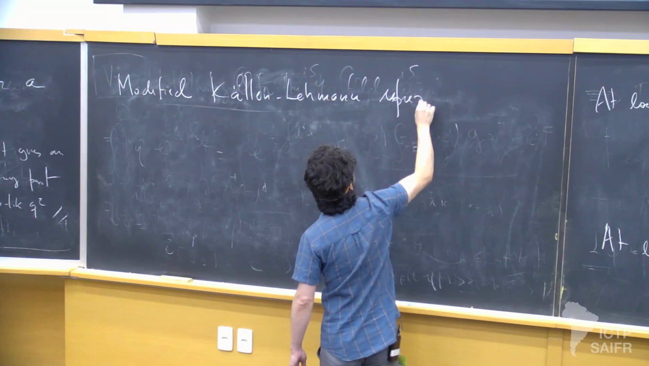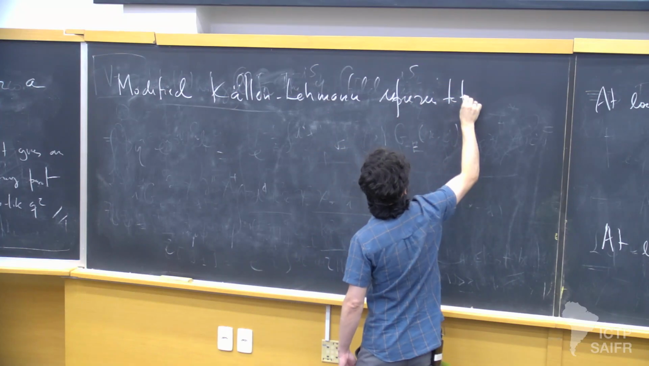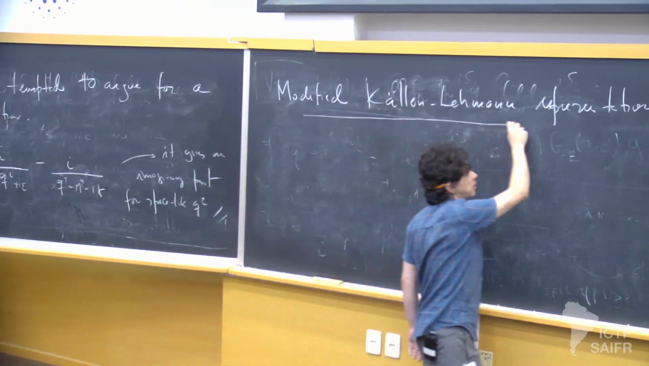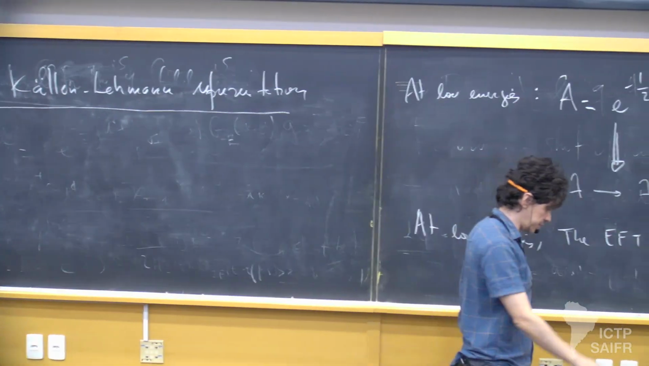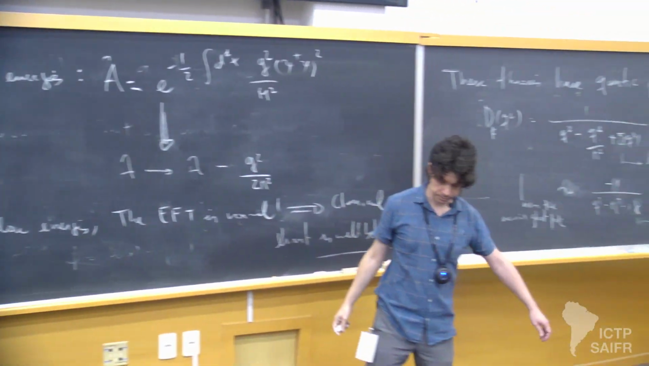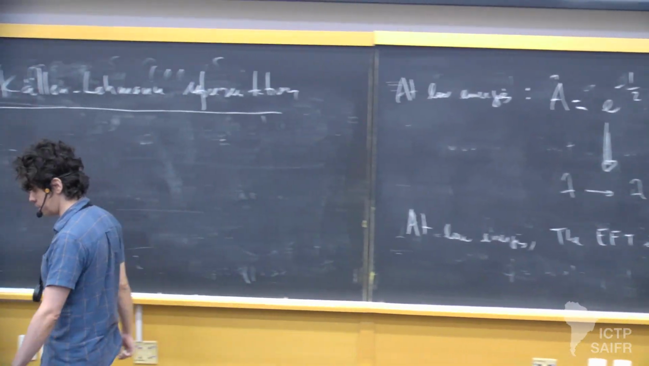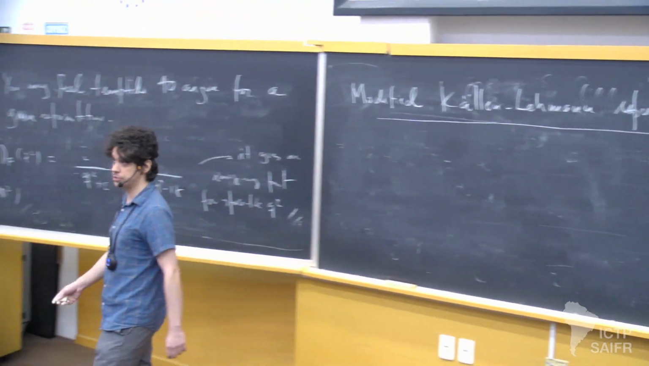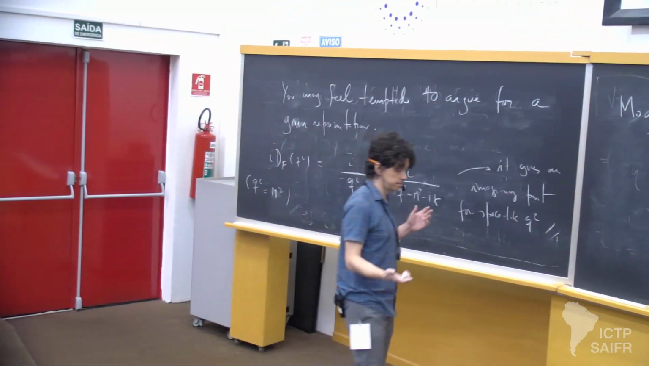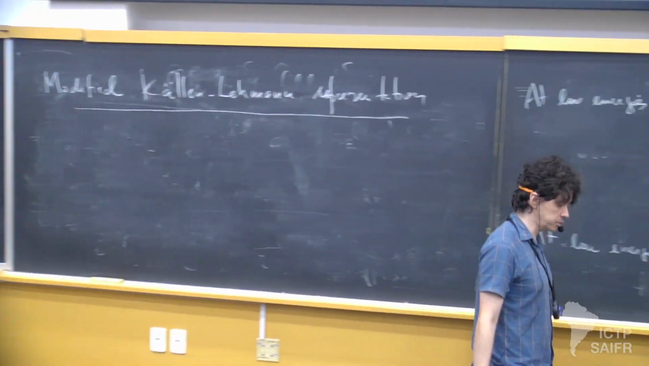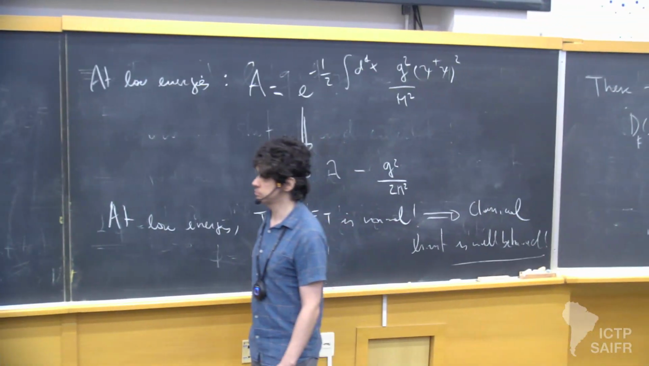So a long time ago, this gentleman produced a non-perturbative representation for the propagator, just using analytic properties of the propagator. So, in a sense, just poles and cuts and branch cuts.